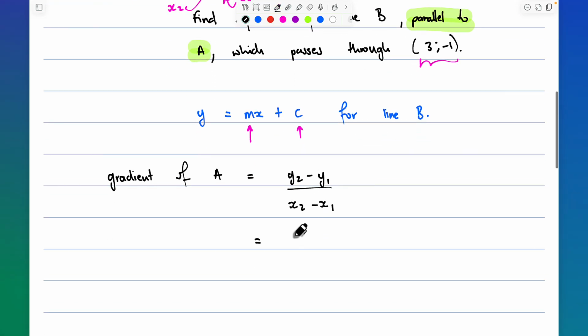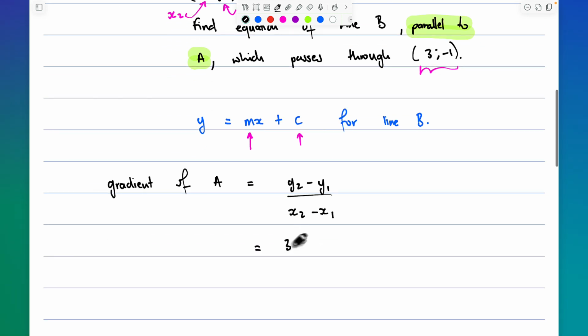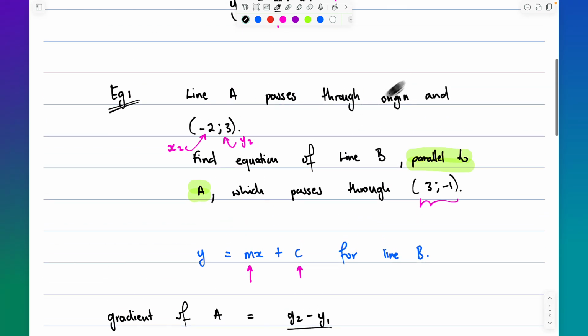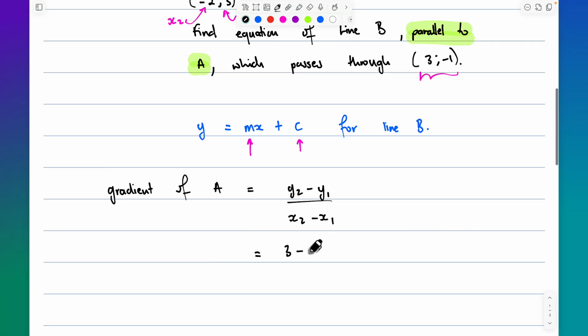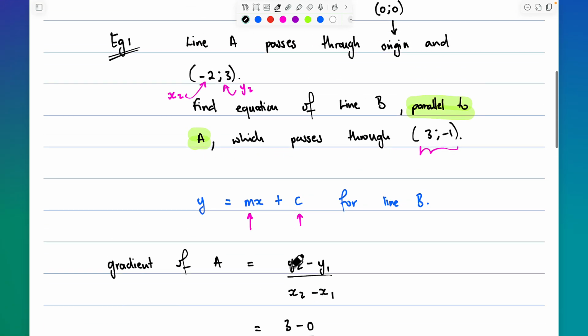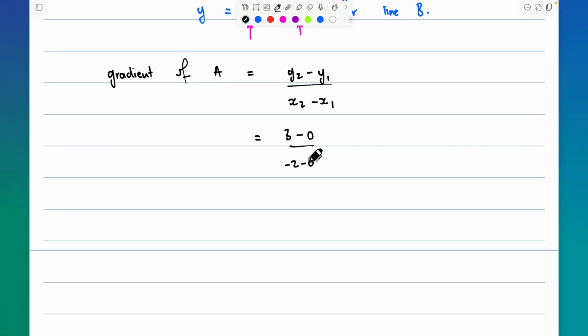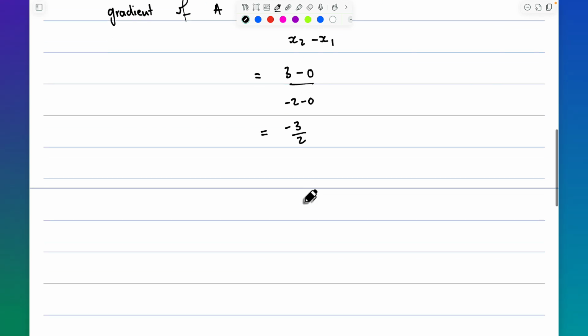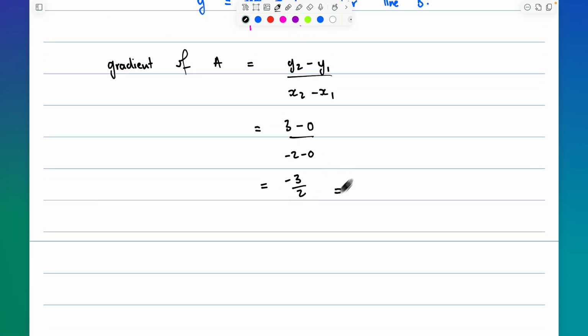Okay, so that means in the equation, it's going to be y2, which is 3 minus the first y value. If you're told origin, it means it passes through 0 and 0. So this means that this is 3 minus 0, and at the bottom we have -2 minus 0. Okay, so 3 minus 0 is 3, -2 minus 0 is -2, 3 divided by -2, so you should get -3 over 2 if you put that into your calculator. Okay, so that's the gradient of A. But we also know that this is equal to the gradient of B because the two lines are parallel.